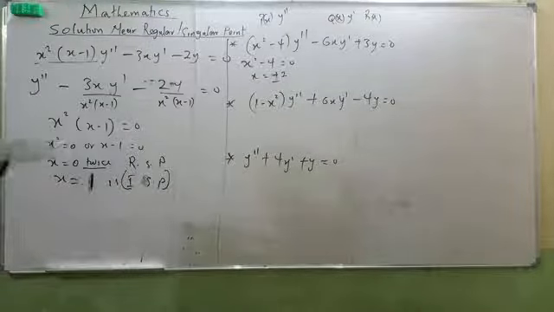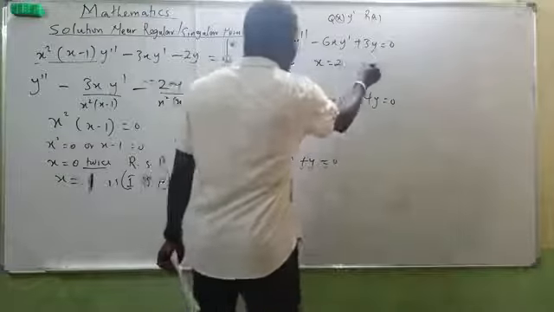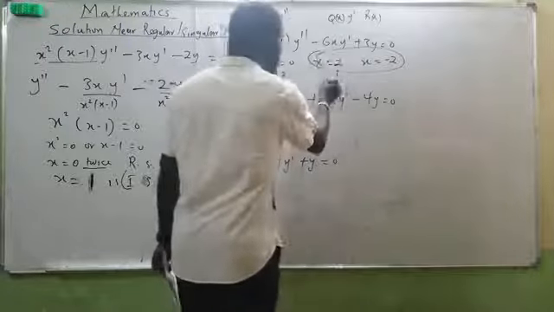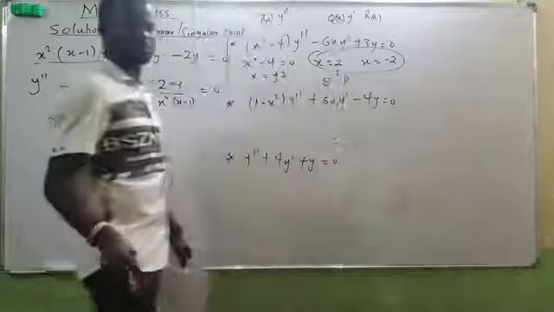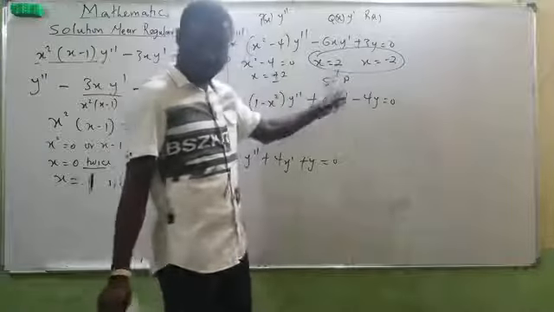My x equals to what? Plus or minus 2. Now what am I saying? x equals 2, x equals minus 2. Now as it is so, this is called a singular point. Singular point.